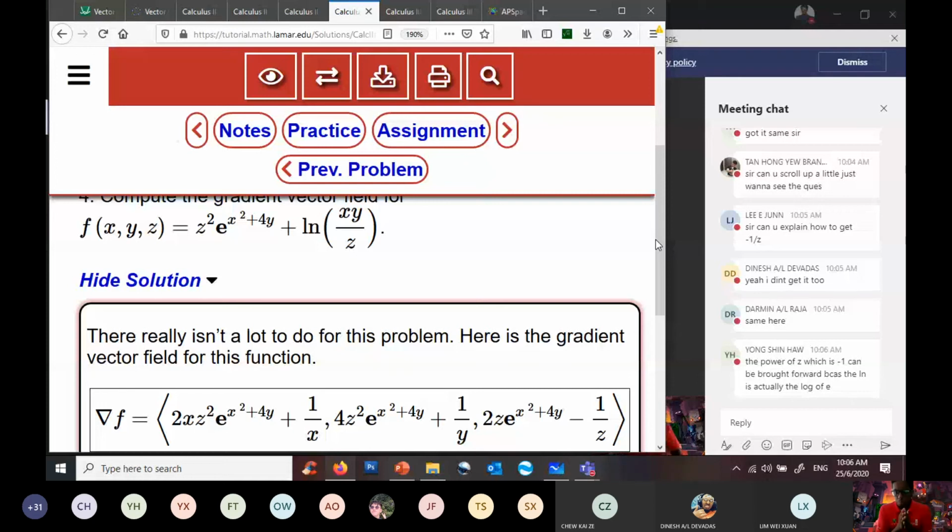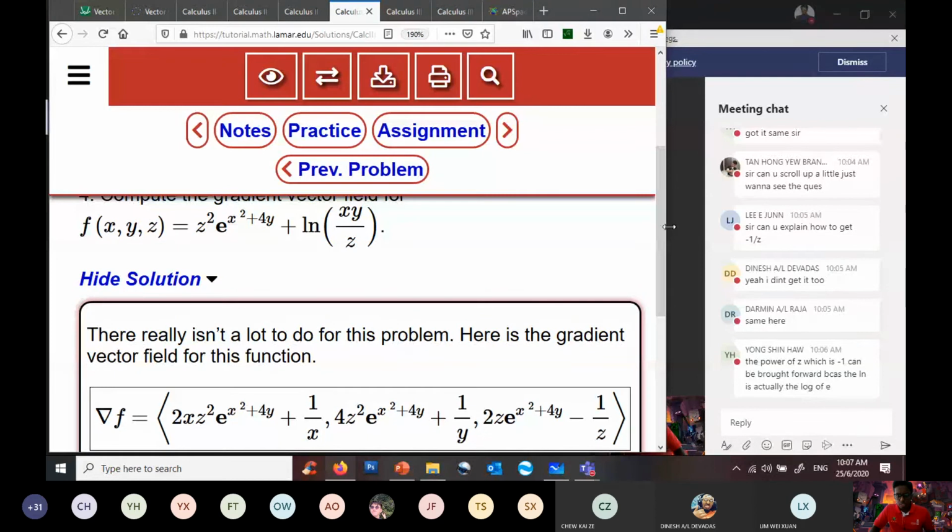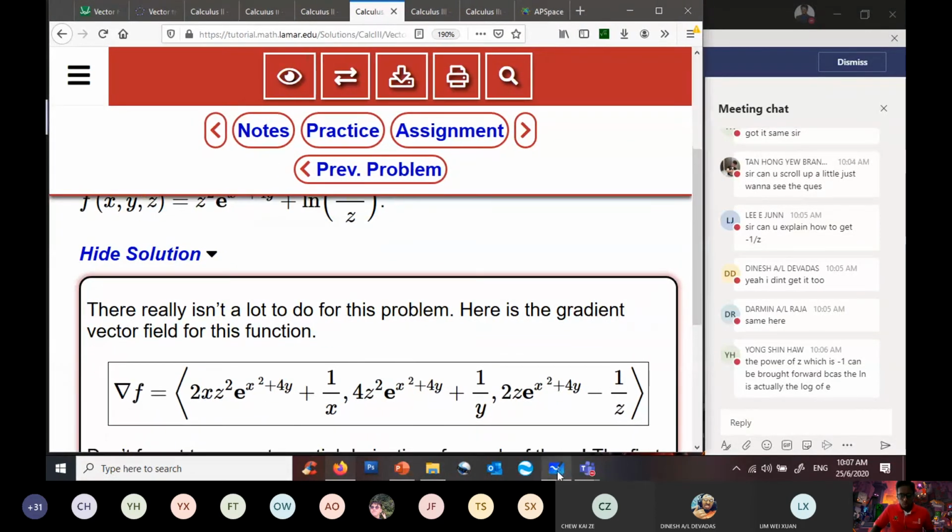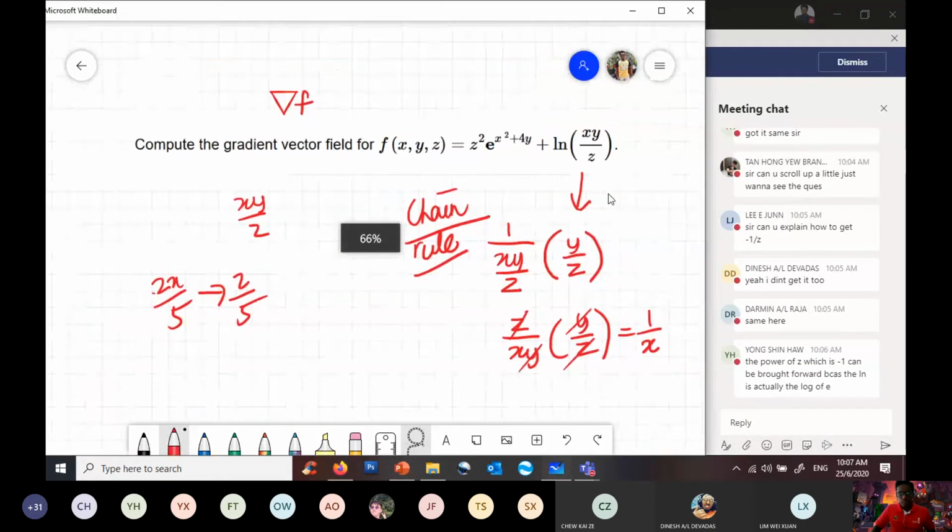Okay. The power of z, which is -1. Yes, we already have an answer. That is correct. That is the reason why we are getting that. But anyways, let me show you how it works. Okay, so back to the whiteboard.